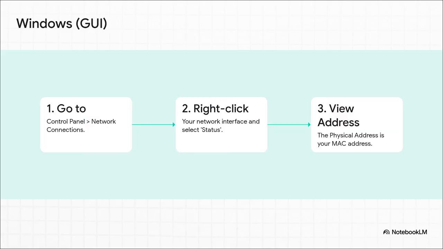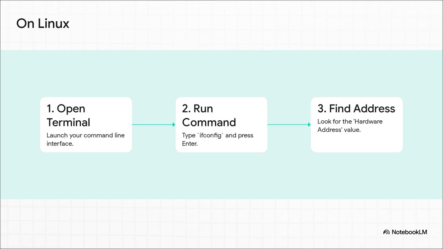But hey, if the command line isn't your thing, no worries at all. You can find it just as easily through the regular menus. Just navigate through your control panel to your network connection details, and you'll see the physical address listed right there. For all you Linux users out there, it's just as straightforward. Pop open a terminal, type ifconfig, and just look for the field that's labeled ether or HW address. That 12-digit code staring back at you is exactly what you're looking for.